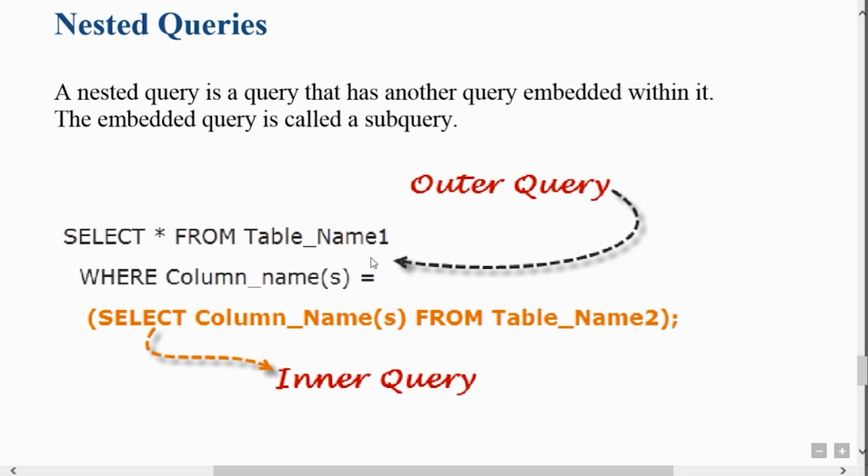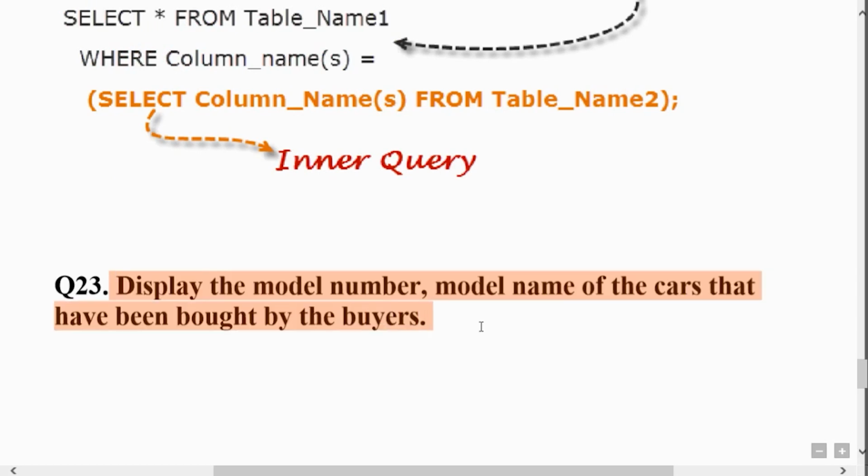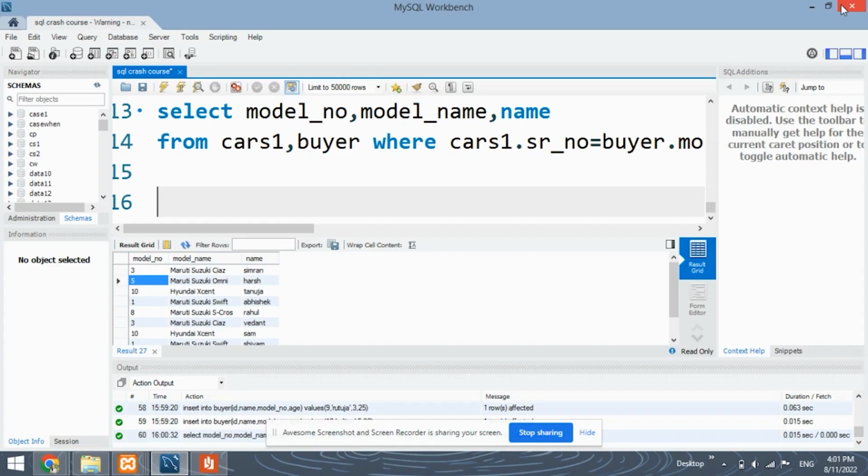So this is the first table where column names is equals to. So this is a part of the outer query and this is an inner query. Select column names from table name 2. So this is the second table. The nested queries can be applied on a single table, on 2 tables, 3 tables, 4 tables, as many tables as you want. So display the model number, model name of the cars that have been bought by the buyers. So which cars will be bought by the buyers? For that cars only for which the model number is same as the serial number in the cars table.